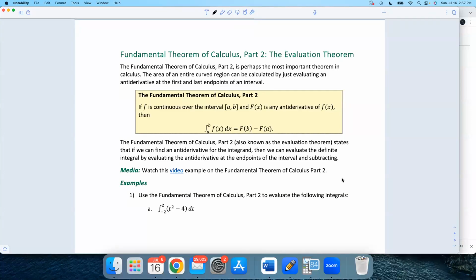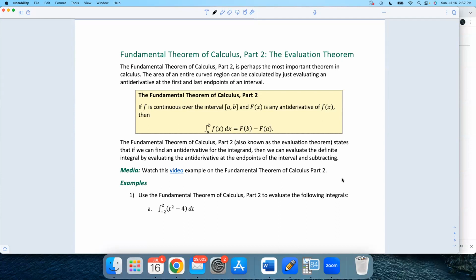All right, the fundamental theorem of calculus part 2. So part 1 says that the derivative of the antiderivative just cancel out. You get back what you started with. In a sense, it tells you that integrals and derivatives are inverse operations.